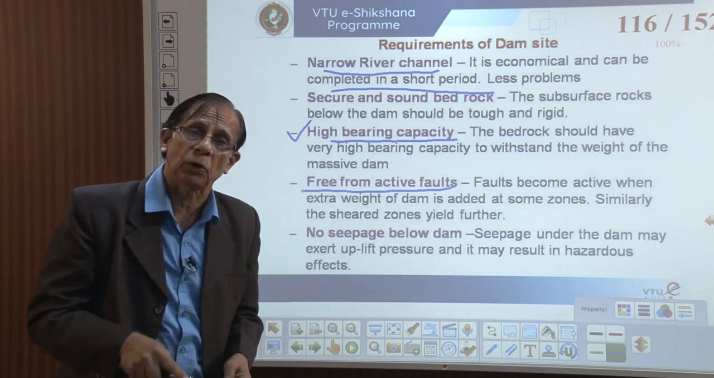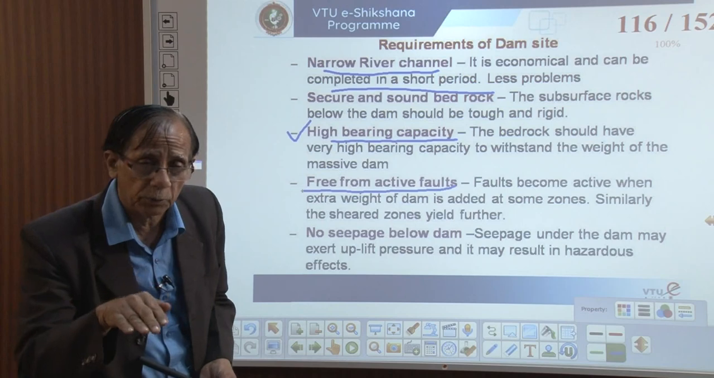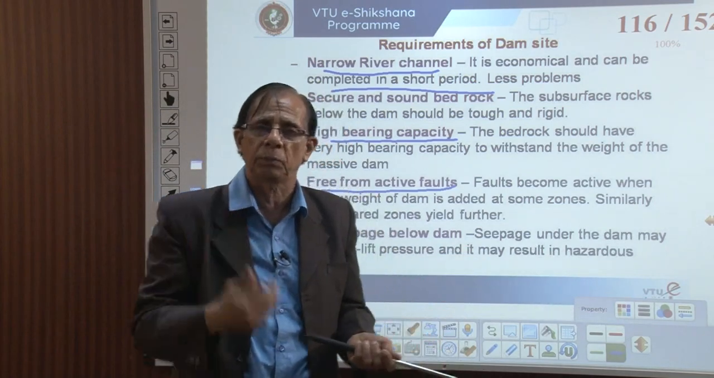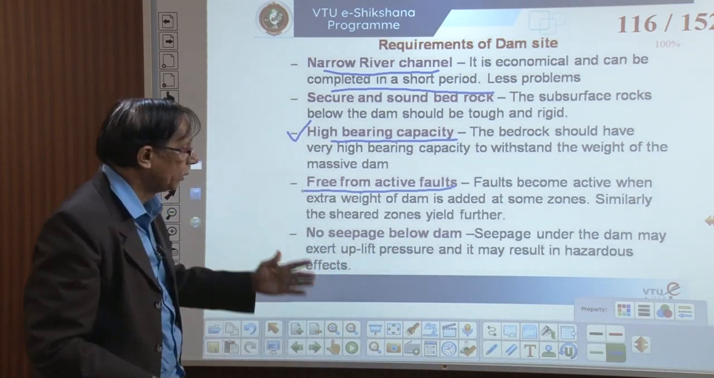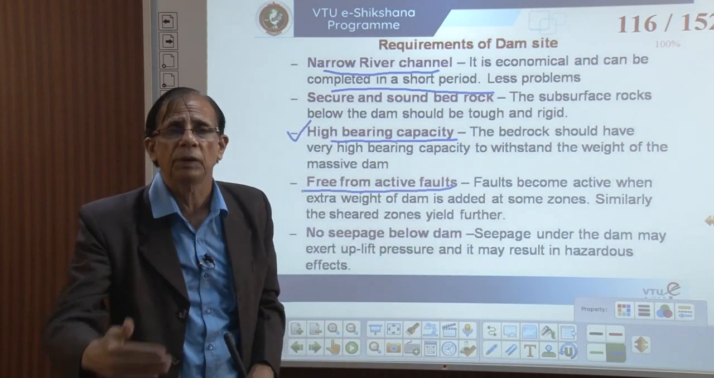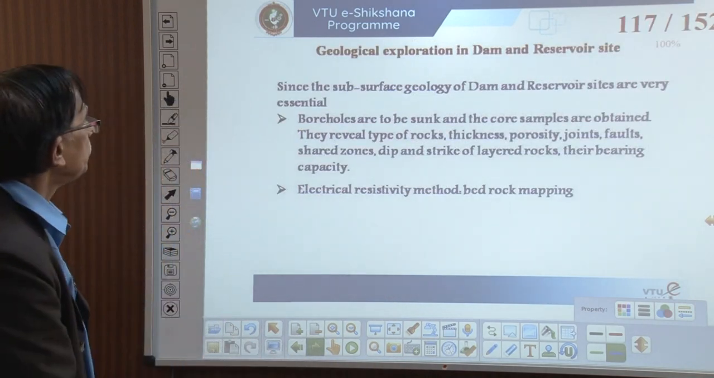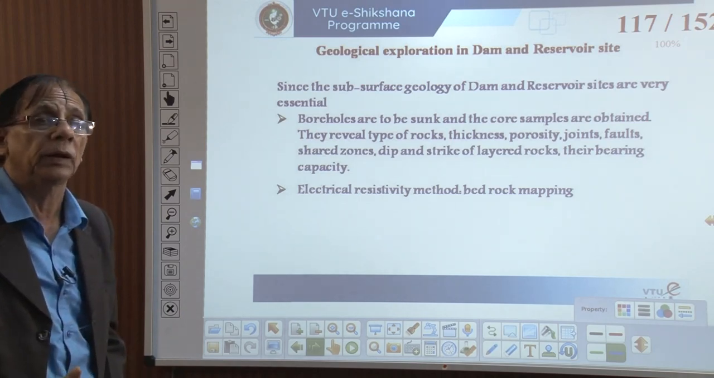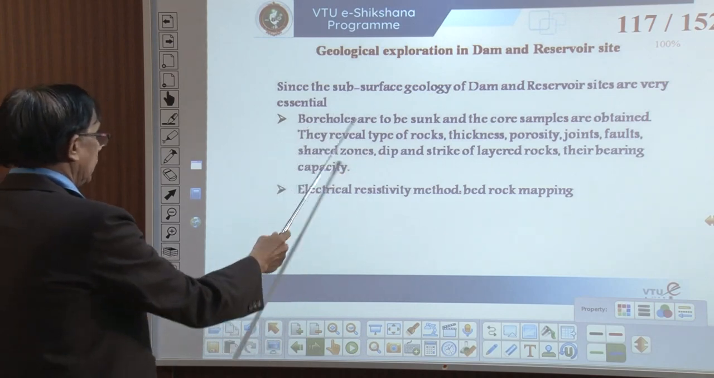But with the presence of joints, faults, cracks, or unconformity, or a weathered soil layer, water seepage may take place, and loss of water takes place. Therefore, no seepage should be there below the dam site. But if these are present, there is a possibility of this kind of process. So, in a dam site, what exactly do we explore geologically for the construction of a dam?